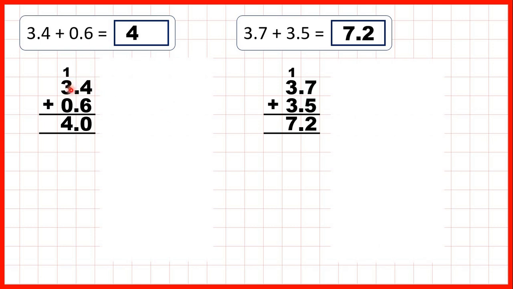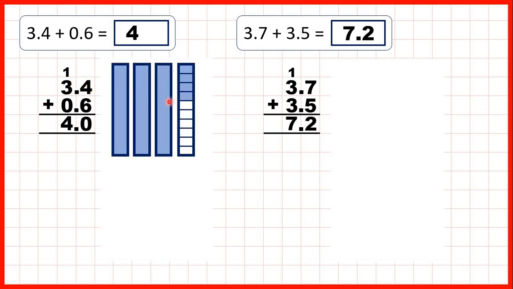We started with 3.4, so that's 3 wholes and 4 tenths, and we were adding 0.6, so that's no wholes and 6 tenths. You can see that when we put our tenths together, we get 10 tenths, but 10 tenths is the same as 1 whole, and then we just have an empty fraction bar which we can ignore. So rather than 4.0, we can just write 4 as our answer because we have 4 wholes.